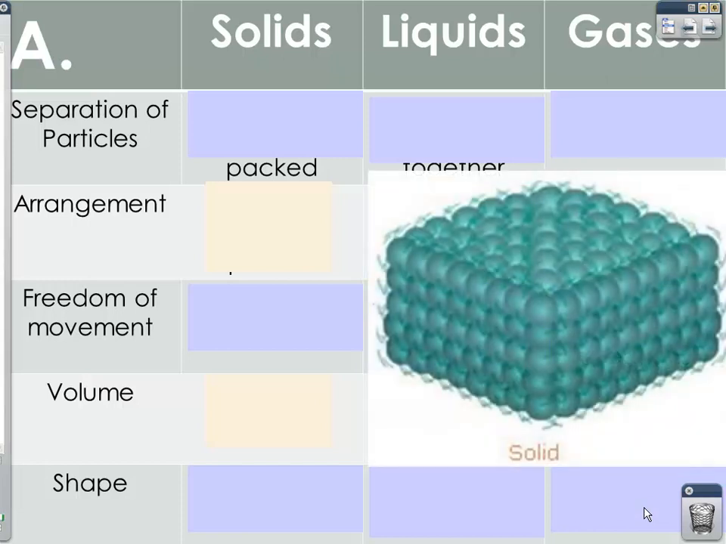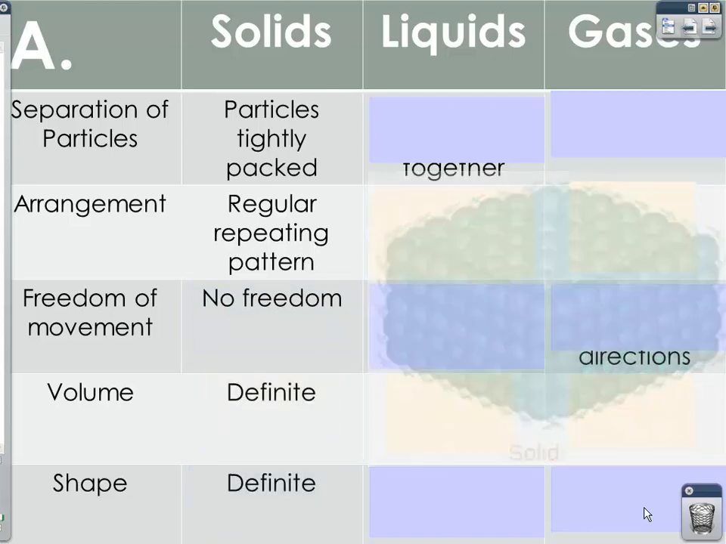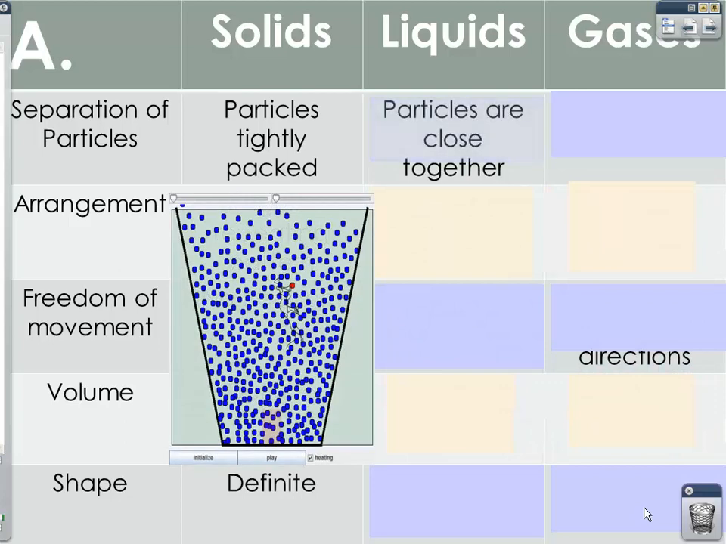You have solids that are closely packed. The arrangement is a regular repeating pattern. There is no freedom of movement. Volume is definite, and shape is definite. And liquids, you have them a little close together, not as close as solids, but they're close together.